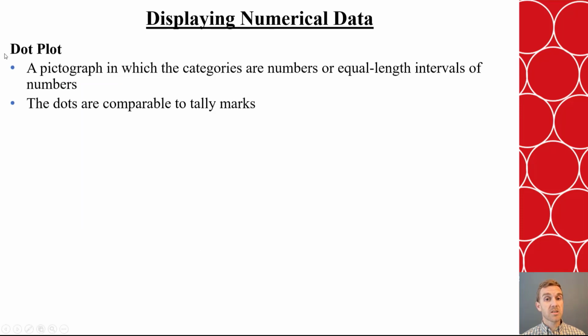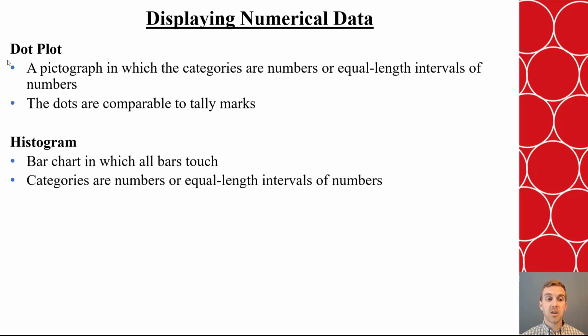Now, just like we can display categorical data, we can display numerical data. A dot plot is similar to a pictograph, except that instead of categories, we're using numbers or equal length intervals of numbers. And we use dots often, and they're comparable to the idea of a tally mark. It's just a nice visualization to help us see what's going on.